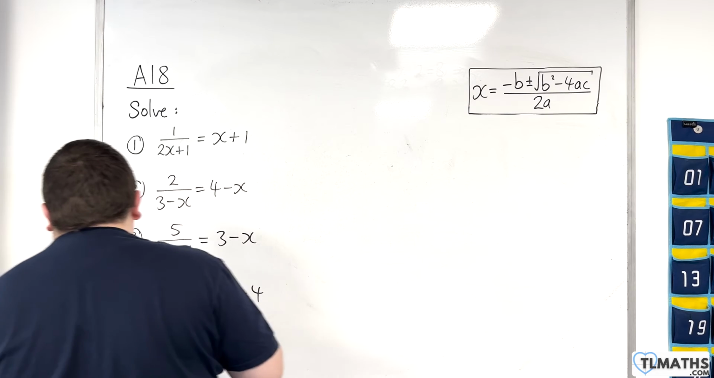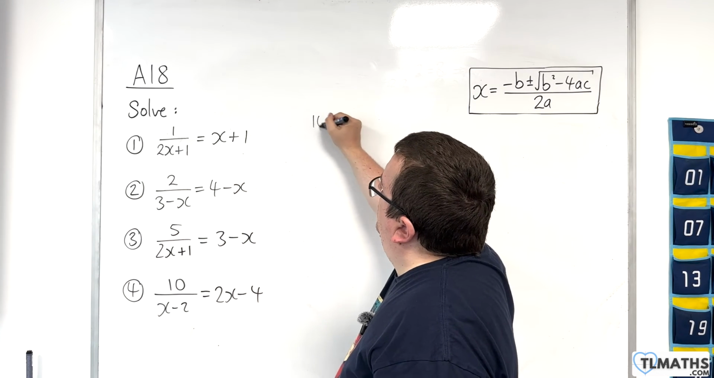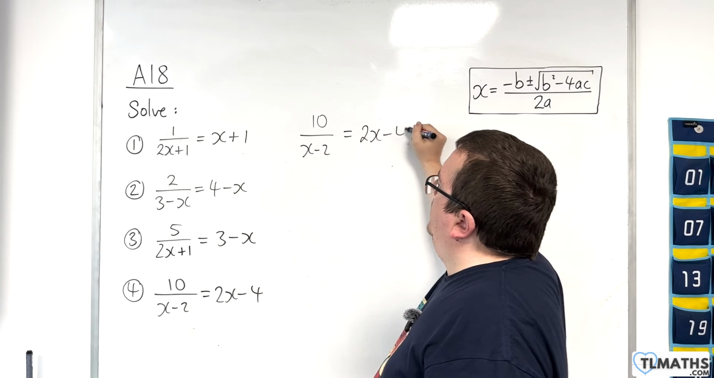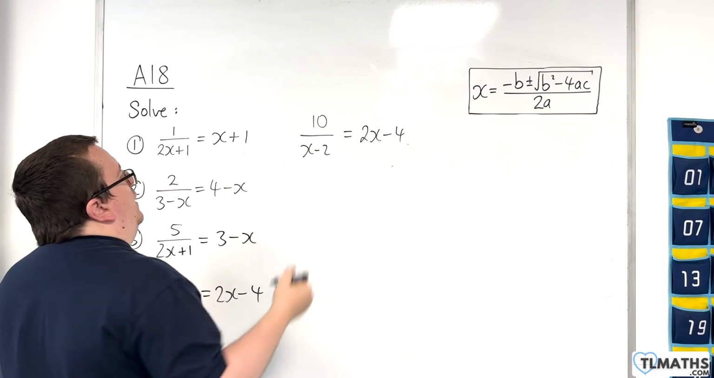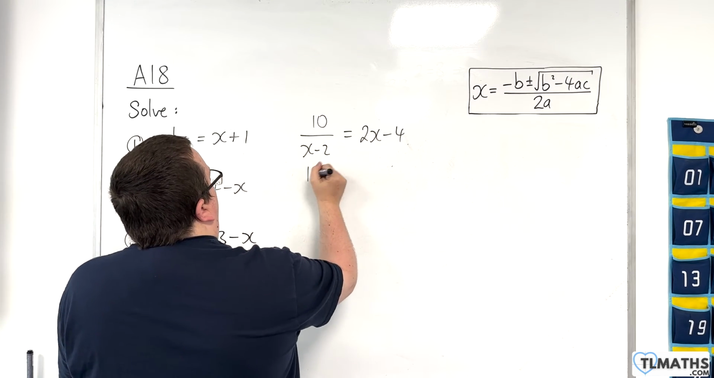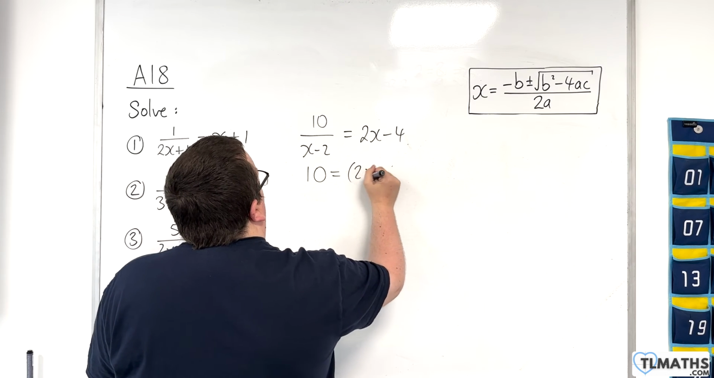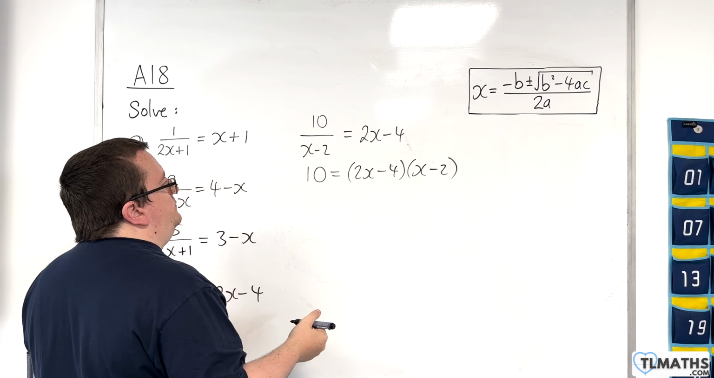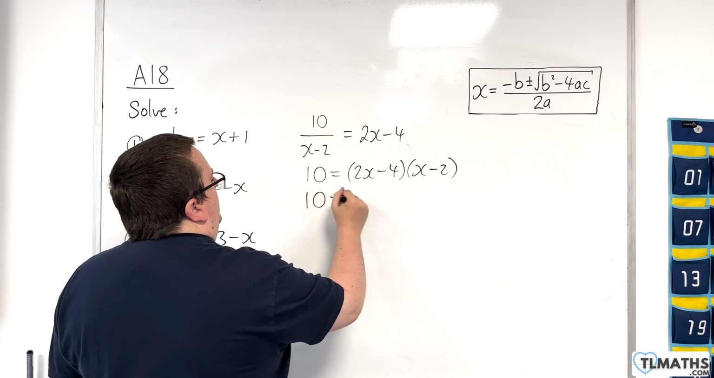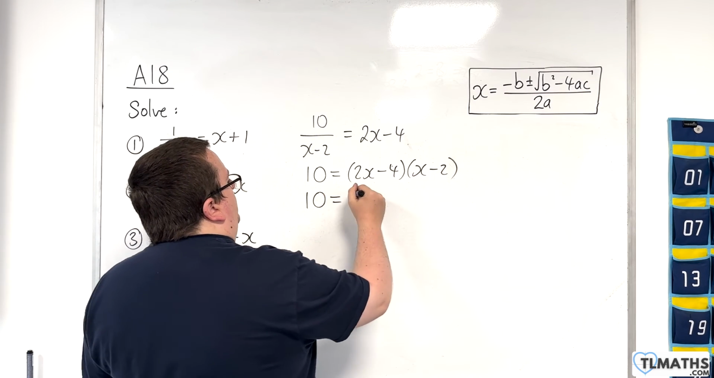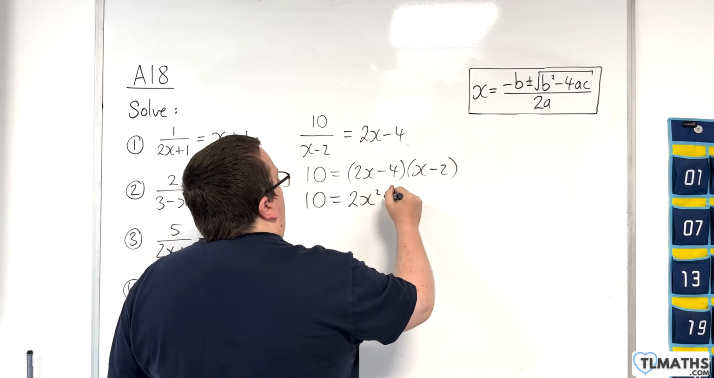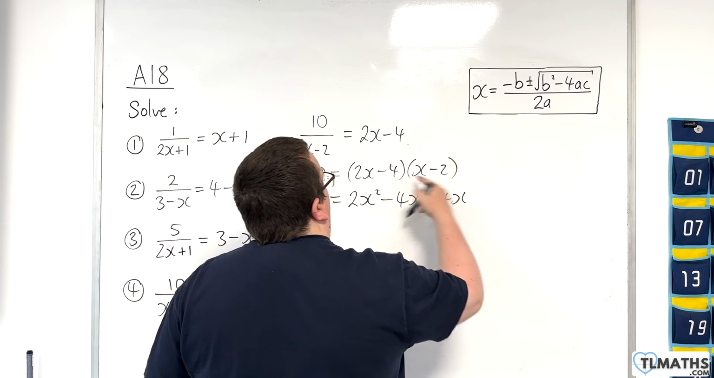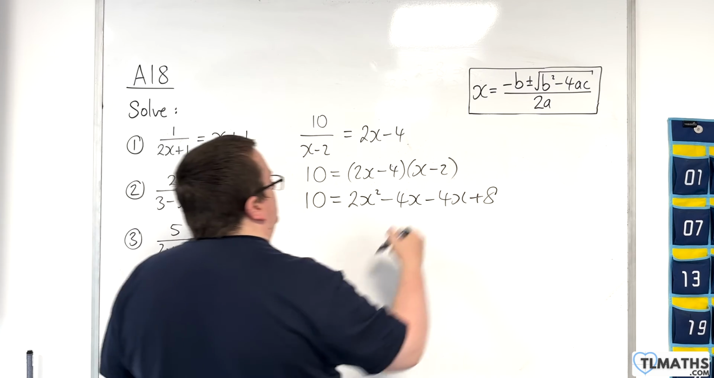Okay, last one. 10 over x take away 2 is equal to 2x take away 4. So let's multiply up by x take away 2 first. So 10 equals 2x take away 4 times x take away 2. Okay, so 10 equals, let's multiply out the brackets, 2x squared, then minus 4x, another minus 4x there, minus 4 times minus 2 is plus 8.